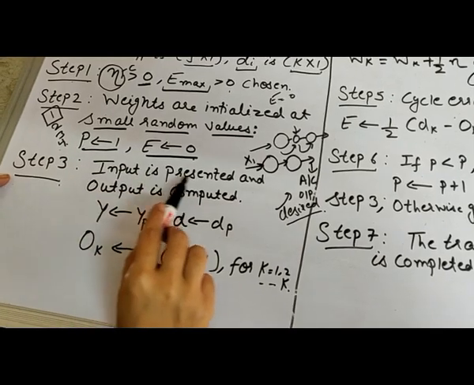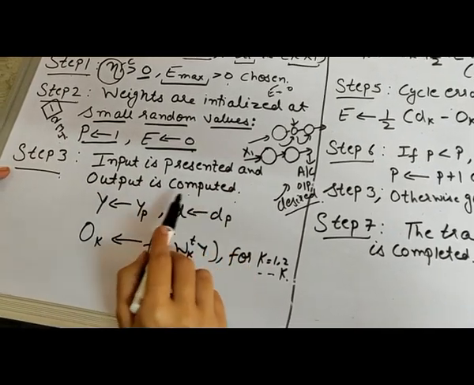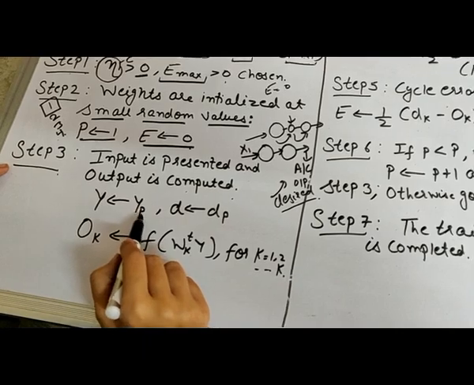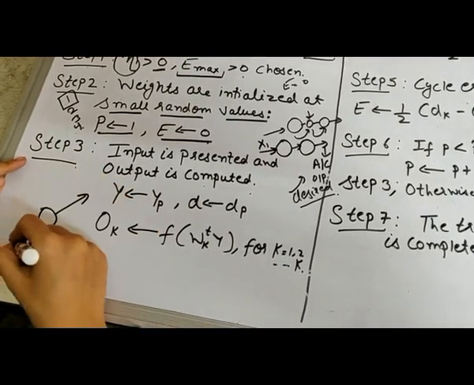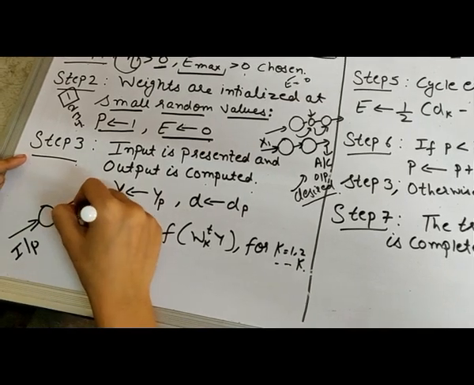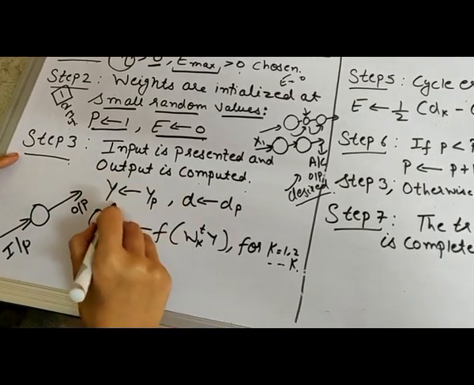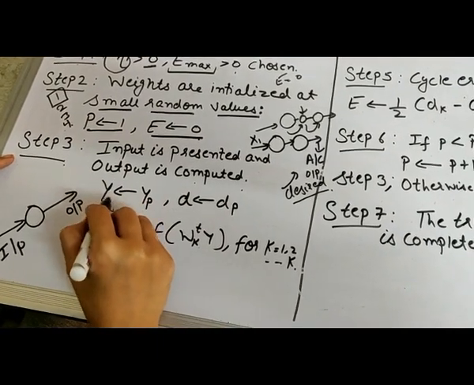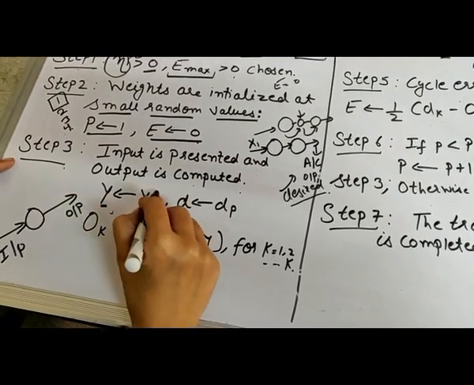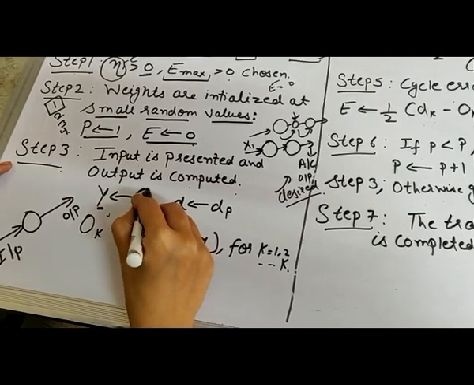Step number 3 says input is presented and output is computed. Whenever we present a particular input, from that input we always want some particular output. Input gives you an output. In this case the input is represented by y, and this y is represented by one particular pair.